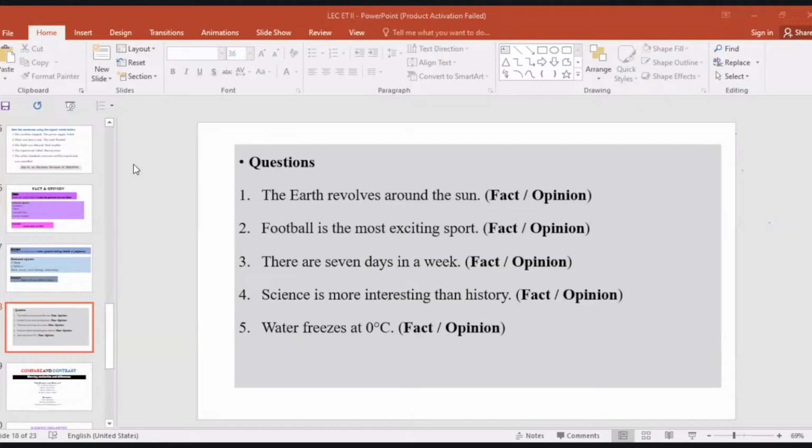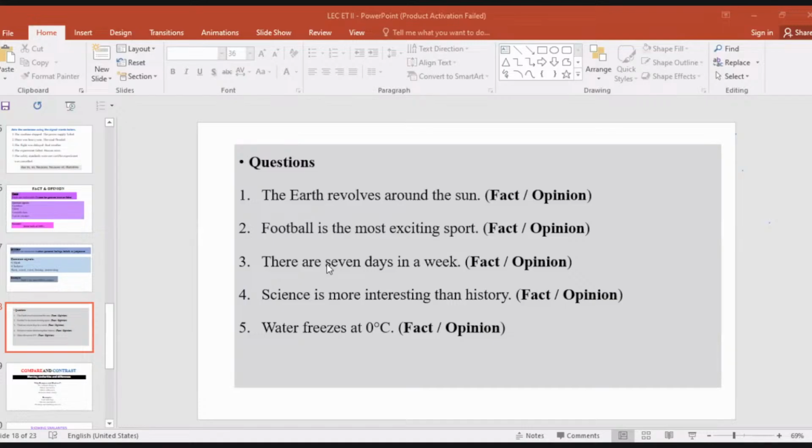Right. So here you can see the first one, Earth revolves around the sun. So you know the Earth revolves around the sun, right? So it is what? A fact, right? So we cannot change that. It is a truth. Then football is the most exciting sport. It can be, right? For some people, not for all, right? So some like cricket, some like rugby, some like hockey, likewise. There are people interested in many sports. So then football is the most exciting sport is opinion, right?